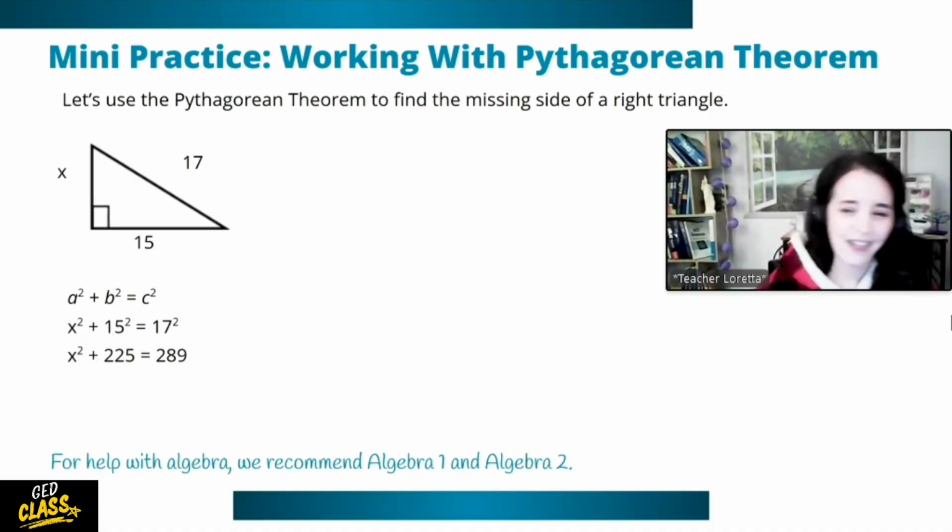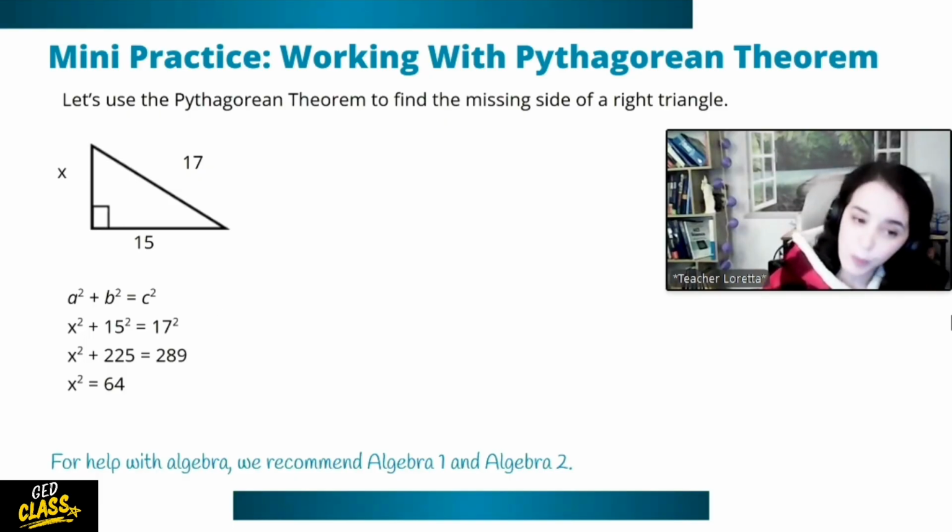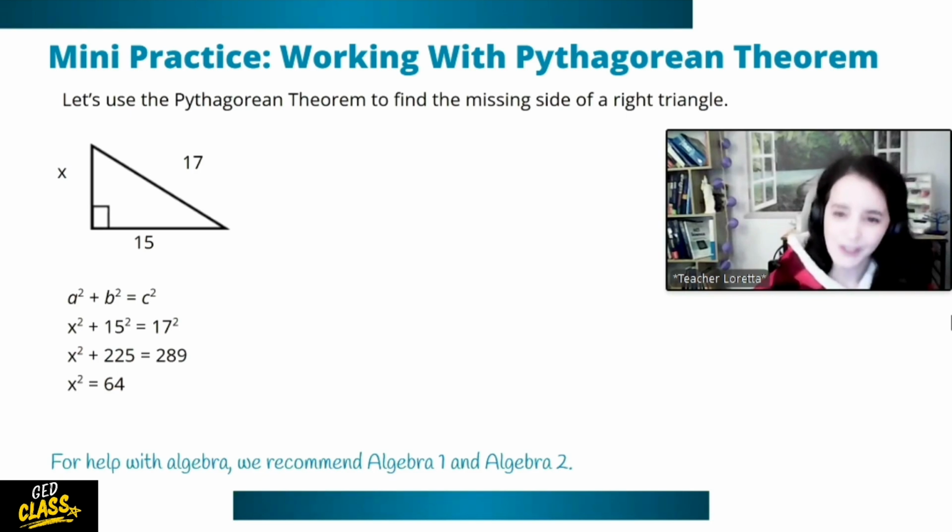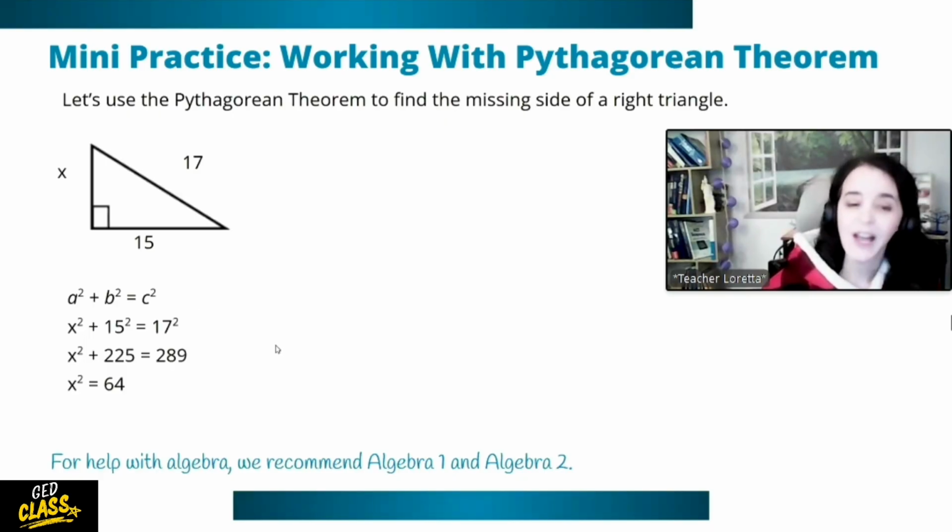Right, LT? So if we subtract 225 on both sides, that would be doing algebra, right? We're going to subtract 225 on both sides to get x squared by itself. We get x squared is 64. Then we think, hey, what number times itself is 64? Or what is the square root of 64? A bunch of you are saying, I know, right? I know the number that times itself is 64, but if you didn't, you could ask your calculator, hey, calculator, what's the square root of 64? And your calculator will tell you that it is 8.